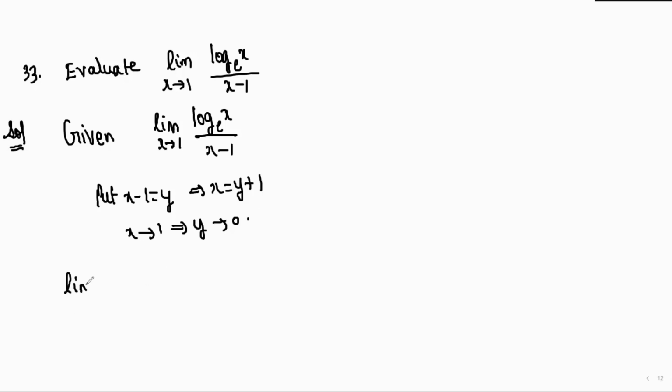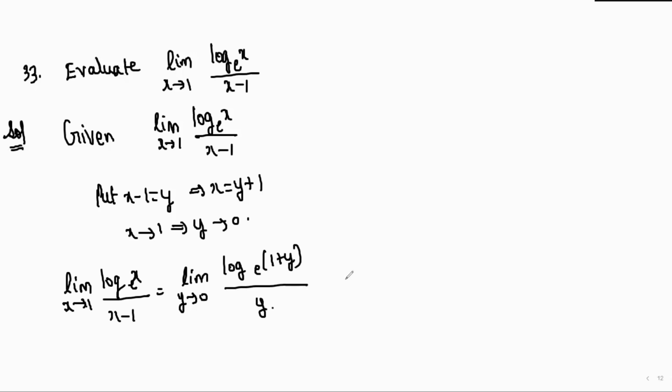Now coming back to the limit as x tends to 1 of log x to the base e by (x minus 1). We are completely changing it into y. As x tends to 1, y tends to 0, and log x can be written as log (1 plus y) to the base e by y. Now we have a standard limit: log (1 plus x) to the base e by x will become 1.